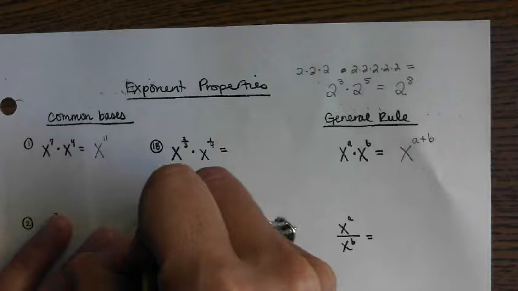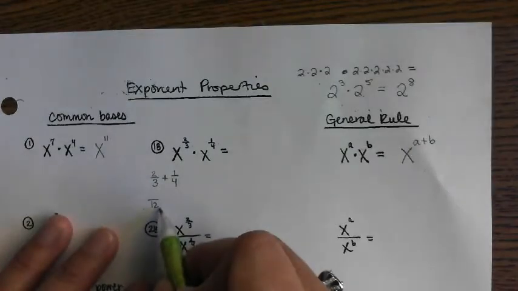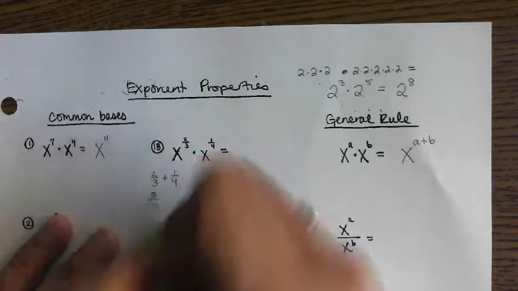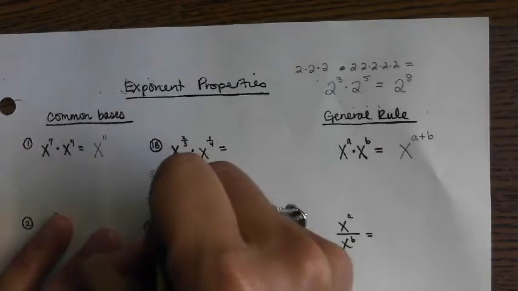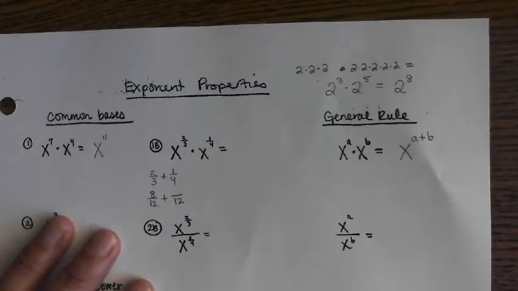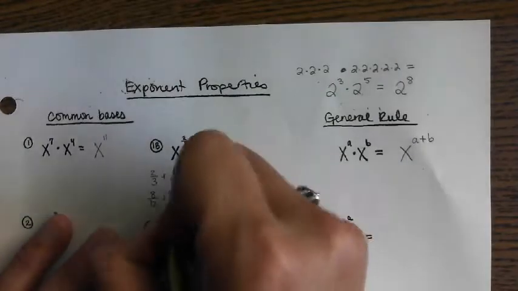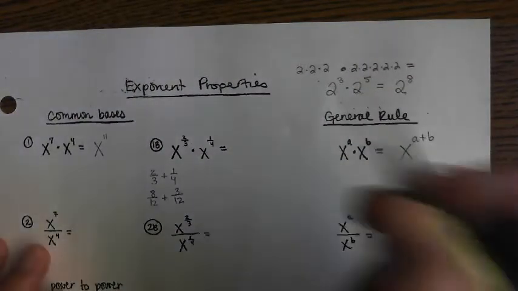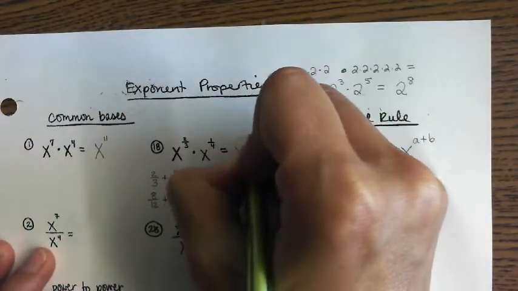12. So we'd have 3 had to get multiplied by 4 to get to 12. So 2 has to get multiplied by 4, and that would become 8 twelfths. And then 1/4, for 4 to become 12, it had to have been multiplied by 3. So the 1 times 3 up top is 3. So 8 twelfths plus 3 twelfths is 11 twelfths. So that's just going to be x to the 11 twelfths.